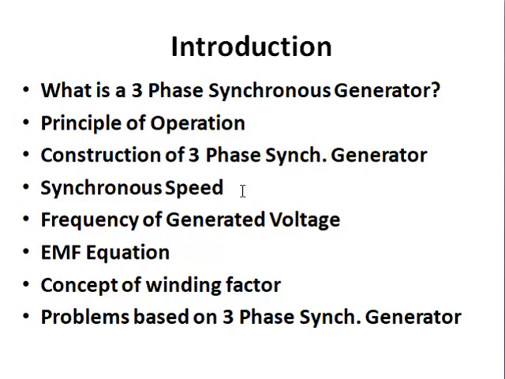The construction is very important. There is also a terminology known as synchronous speed, and we will understand what that is. Then we will see the frequency of the generated voltage. This AC generator, or alternator, is going to generate a voltage that is alternating. Whenever we have alternating quantities, we have a frequency associated with them, so we will derive the equation for the frequency. Then we will derive the EMF equation. Basically, this EMF equation will tell us how much voltage is generated in terms of other quantities, so for a particular design we will know how much EMF will be generated by that generator.